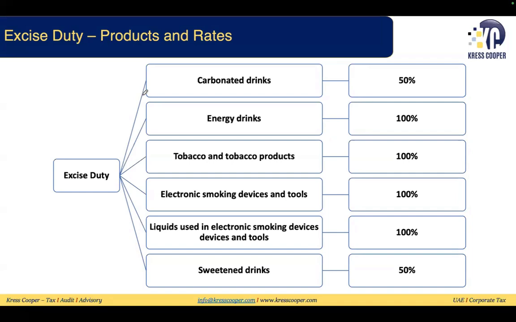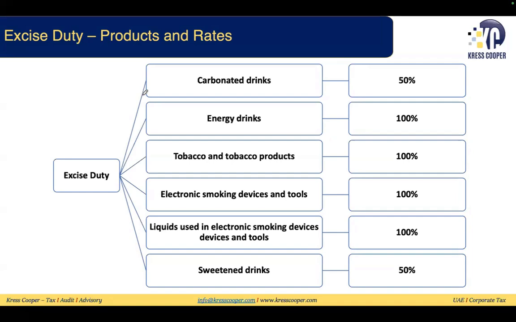Now the question arises, which products are subject to excise duty? Is every product subject to excise duty? No, not at all. We discussed in the very beginning that excise duty is only applicable on the products which are harmful for human health, and the government wanted to change the pattern of behavior of the people. They need to use the goods.